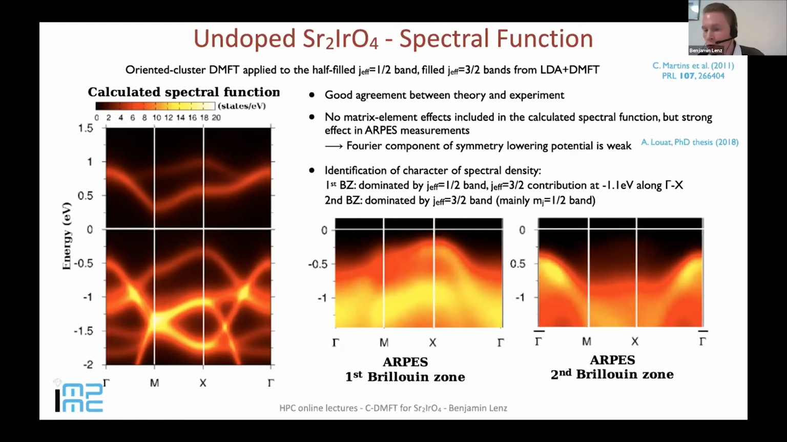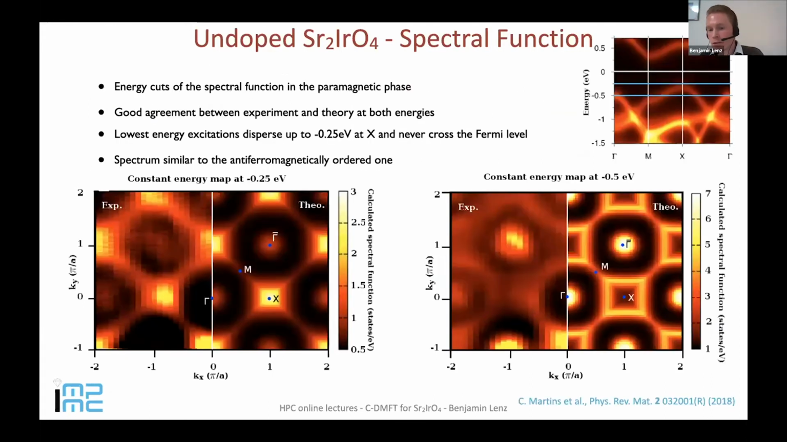If you do so, you can actually directly also attribute certain orbital content to the spectra. For instance, in the first Brillouin zone, you realize that you see mainly contributions from the J-effective 1/2 band, whereas on the right, you see nearly only contributions from the 3/2 band. Now, just to convince you that it's actually a good agreement between the calculation and the experiment, I will show on the next slide equal energy cuts in the k-plane at 250 and 500 milli-electron volt of the spectral function. This is what you see here on the left and on the right. For both figures, we show on the left the experimental data and on the right the theoretical calculation.